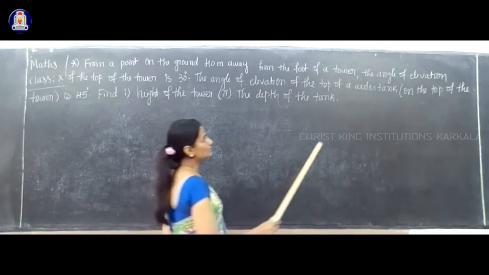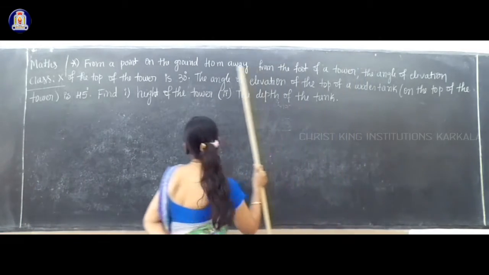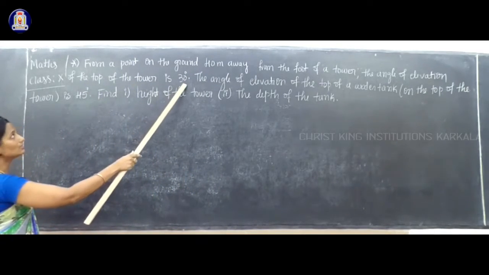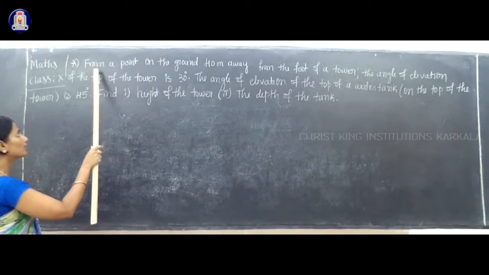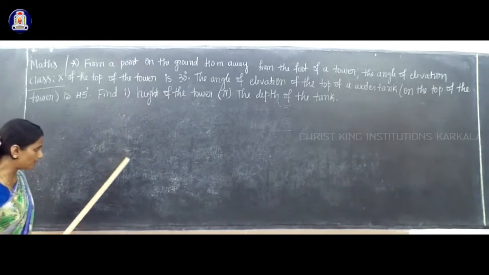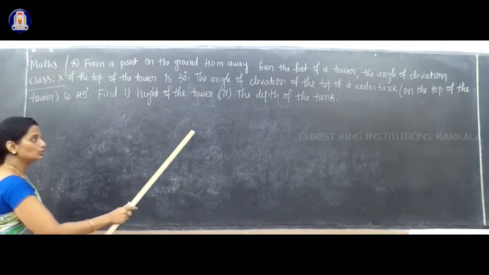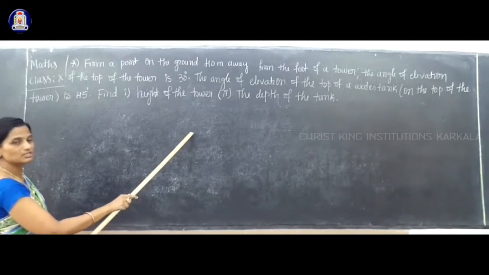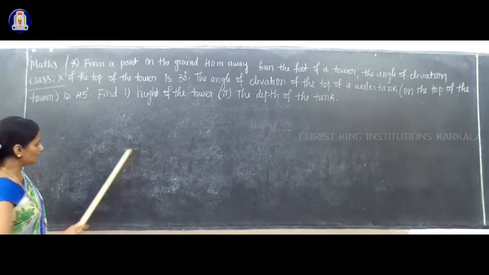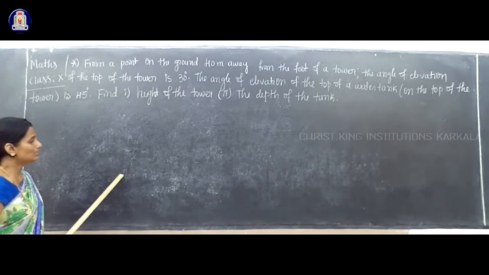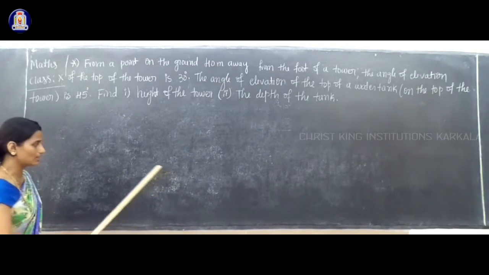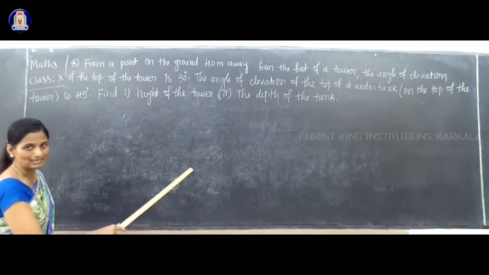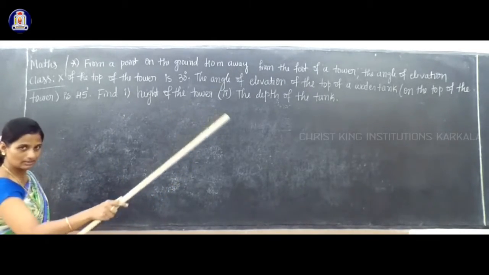So now next is the angle of elevation of the top of the tower is 30 degree. From where? From a point. So from this point to the top of the tower, the angle of elevation is how much here? 30 degree. So if you draw this 30 degree, we'll get one triangle. Now for that triangle, apply tan theta and get your answer.